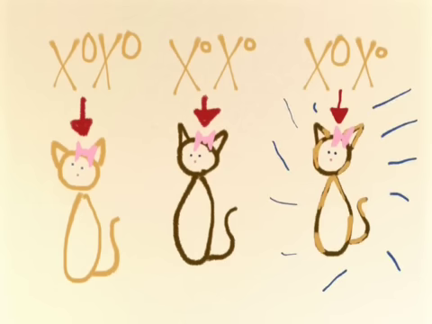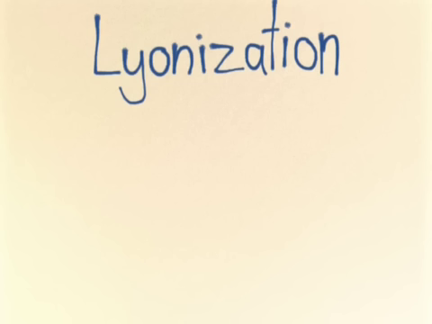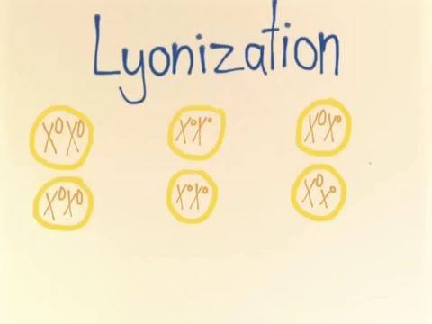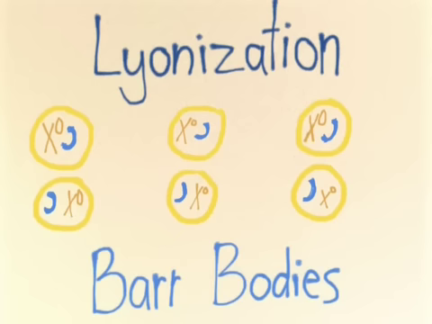And this happens because of a process called lyonization. So a cell only needs one X chromosome to function, which is why boys can get away with only one X chromosome. But girls have two, so in this case, the body decides to randomly turn off or disable one of the X chromosomes in each cell by crumpling it up into a little ball. So this little crumpled X chromosome is called a Barr body, which is shown here in blue, and the process of making these Barr bodies is called lyonization.